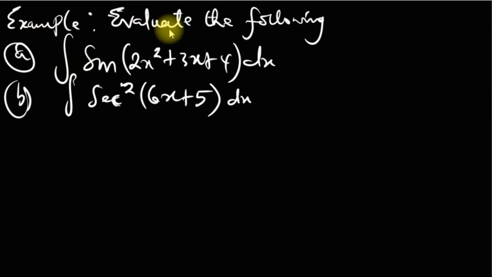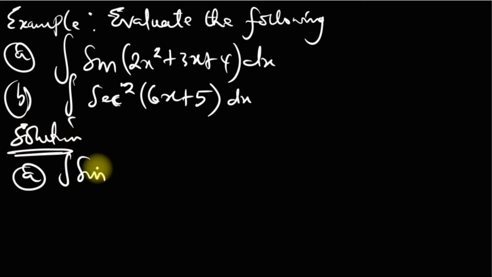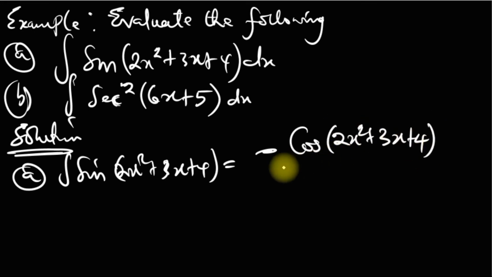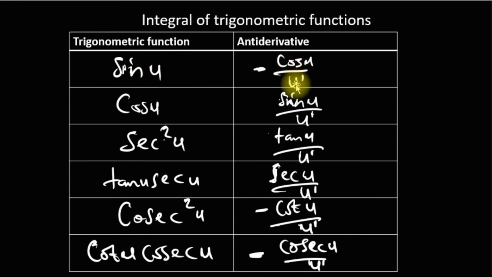So example: if you have to evaluate this, without wasting time, the first one, the integral of sine of 2x squared plus 3x plus 4. Remember, if you integrate sine, it is minus cos. Remember, sine u, so our u is 2x squared plus 3x plus 4, over the derivative of the inside. Look at the table. This is u, so over u prime.